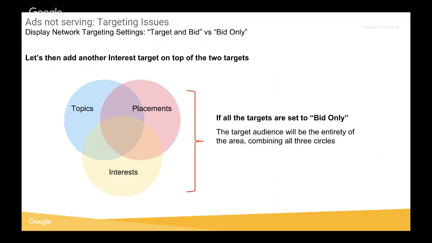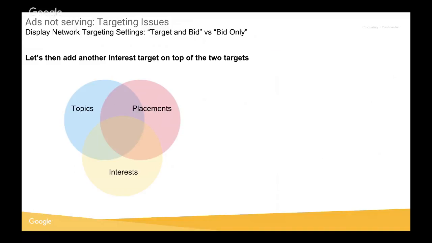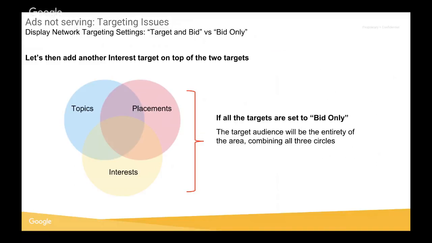So bid only is a way to view the different targets differently in your report, to give you the flexibility to bid separately for each target. Whereas target and bid actually takes all the targets and combines them and restricts them to that. So always make sure to look at your display network targeting settings. You don't want it to be too restrictive.